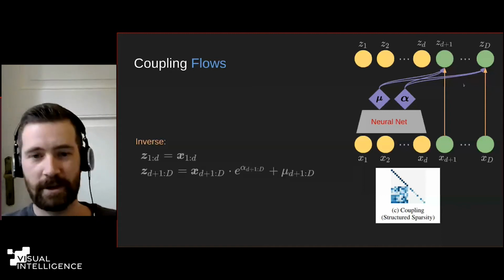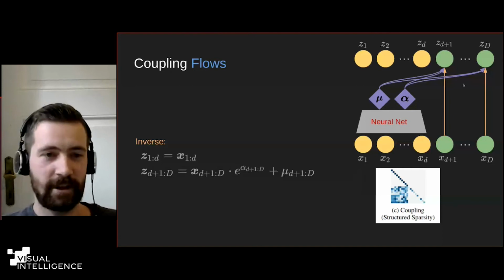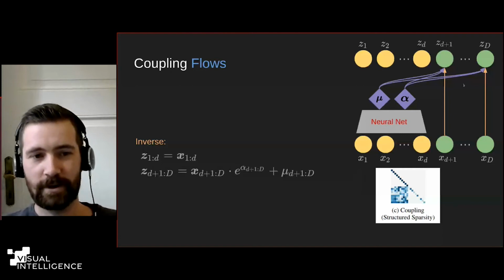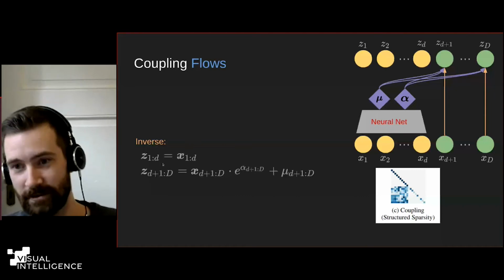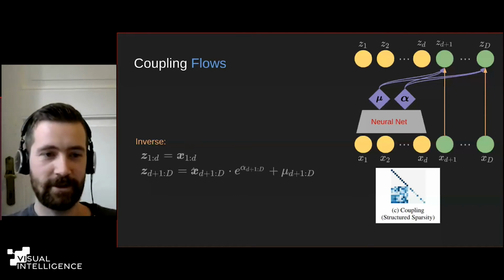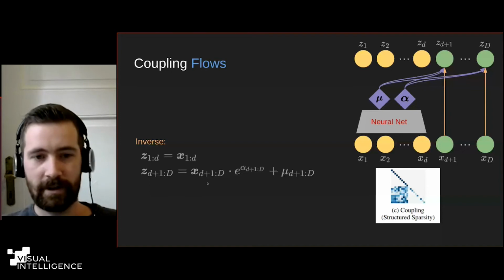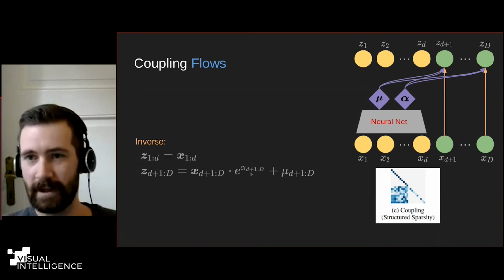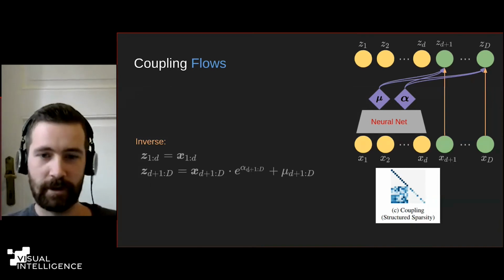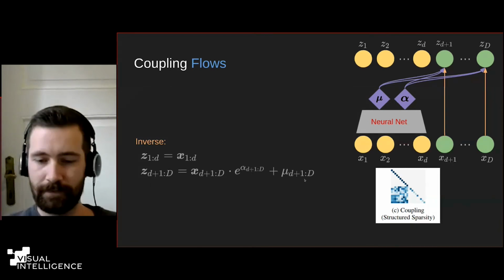So for an affine transformation, where we just shift and scale, it could look something like this. So the first part is just identity, so we identity transform this part. It's not really touched. And the second part, we scale with this alpha, the exponential of that, so it's a positive number, and we shift with mu.